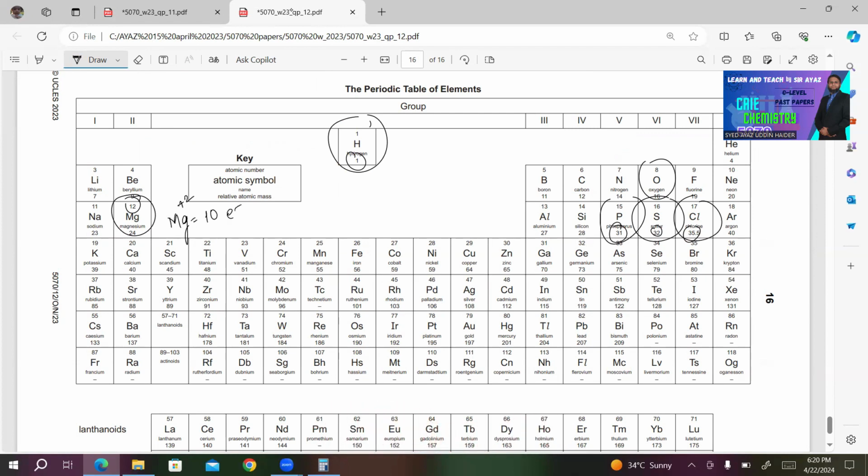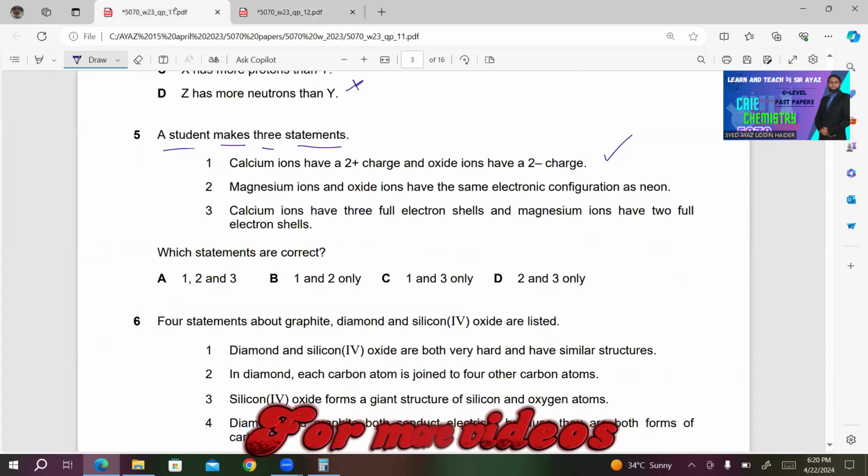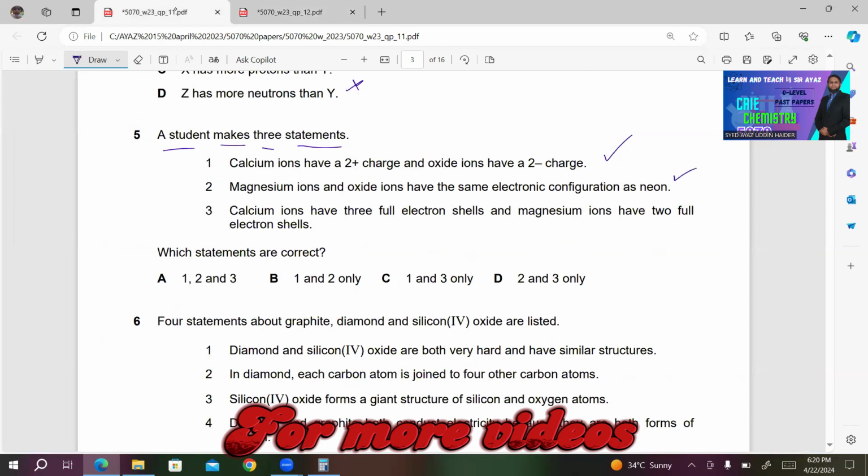What about oxygen? Oxygen has 8 electrons. So after gaining 2 electrons, it will acquire a 2- charge. Now it will also have 10 electrons. Both of these have acquired the electronic configuration of neon. Here's neon. 10 is the proton number of neon, which means it has 10 electrons. So this statement is also correct.